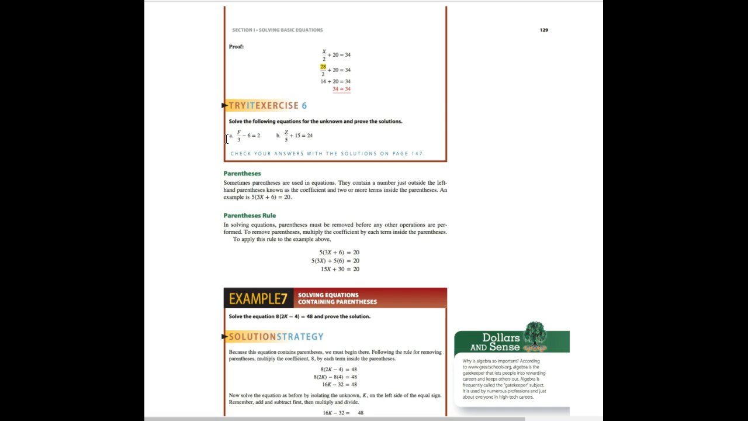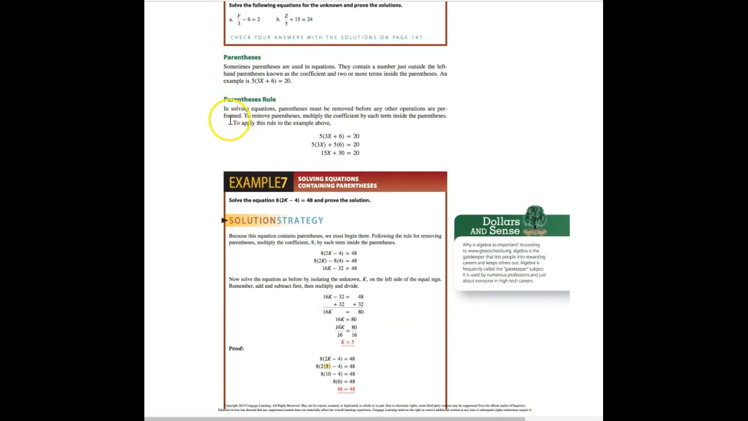So what we end up with is 5 times the quantity 3x plus 5 times the quantity 6 equals 20. Then we take that one step further and multiply 5 times 3 and we get 15, and we bring down the x, plus 5 times 6 is 30 equals 20. So now let's take a look at example 7.